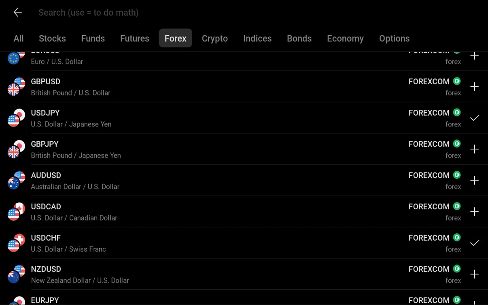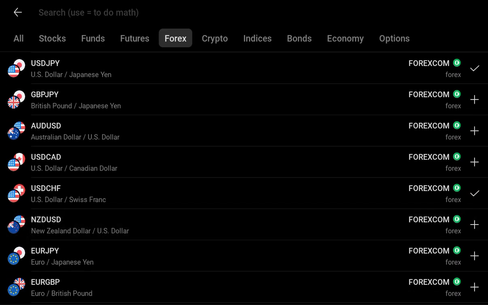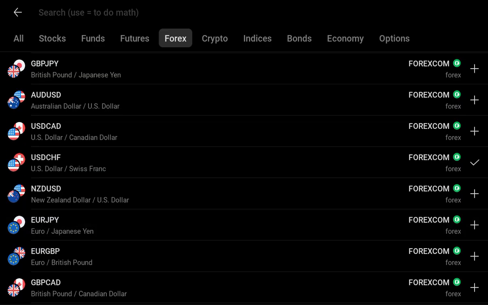We have the USD JPY, the US dollar against the Japanese yen, so the Japan currency. The USD is the base pair, while the JPY is the counter pair. We have GBP JPY, that's the British pound against the Japanese yen. The GBP here is the base pair, and the Japanese yen is the counter pair.